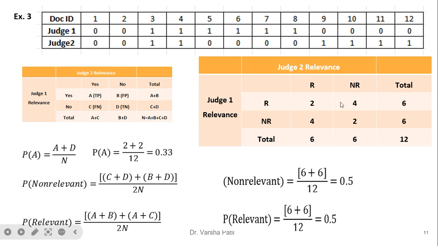When the 1 0 combination is there we fill this, and when the 0 1 combination is there we fill this value, because for relevant we take the value 1 and for non-relevant we take the value 0. So in that way you need to identify. 0 0 is this combination, 1 1 is this combination, 1 0 is this combination, and 0 1 is this combination. After that the calculation is very easy once you know the formula.